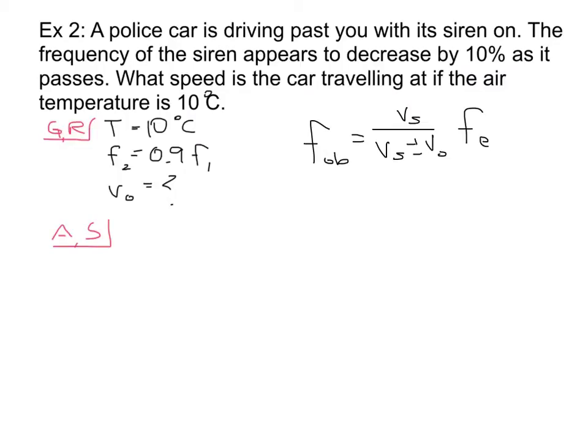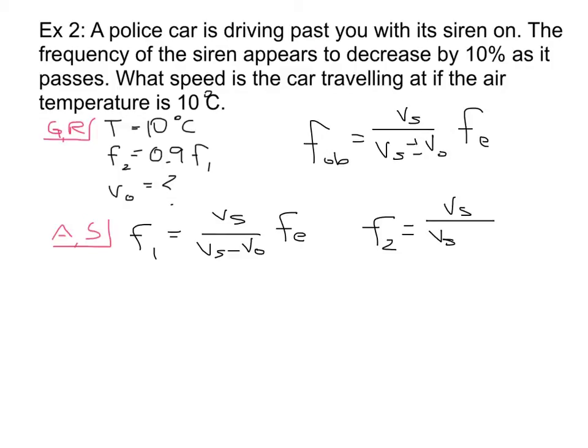So if we consider this F2 and F1 I've created here, the F1 is as it goes towards. Okay, so F1 is an observed frequency. And since it's coming towards, this is when we're using minus VO. And we also have after it passes. So after it passes, now the observed frequency is the F2. So this is set up with plus VO because it's going away from F emitted.